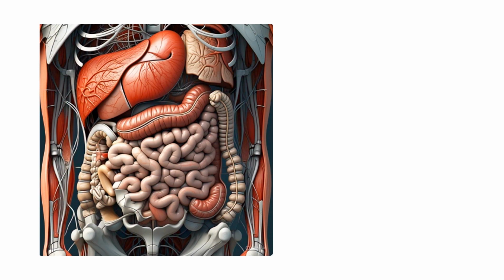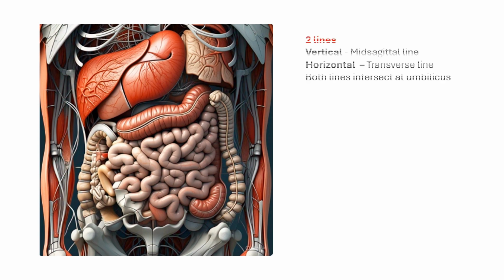Next, we will see quadrants of the abdominopelvic cavity. In total, there are 4 quadrants. As we drew lines earlier, now also we will draw one horizontal line and one vertical line to differentiate 4 quadrants. This vertical line is nothing but the mid-sagittal line, meaning at the center of the body, and the horizontal line is nothing but the transverse line. And these both lines will intersect at the umbilicus region.